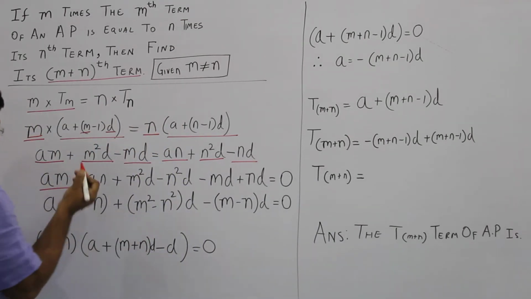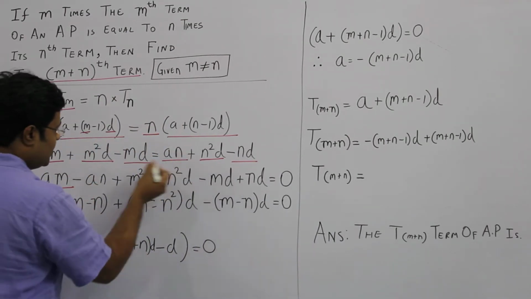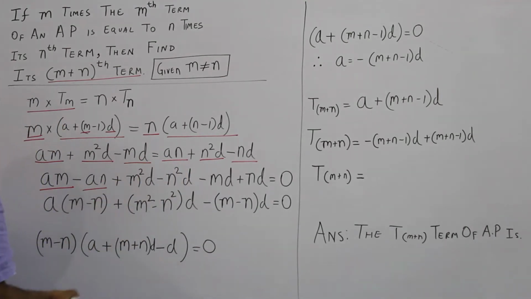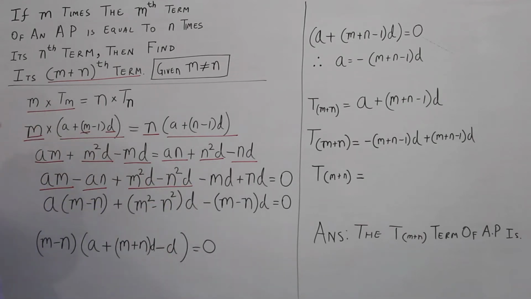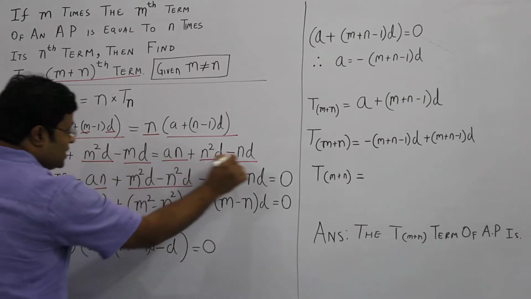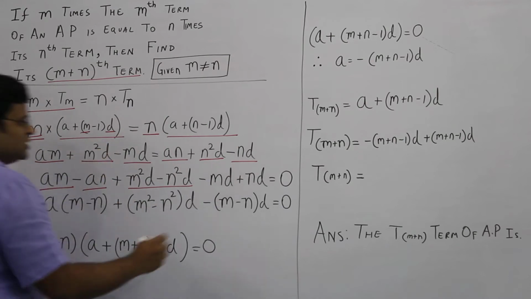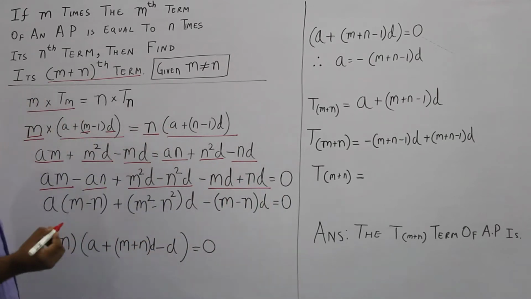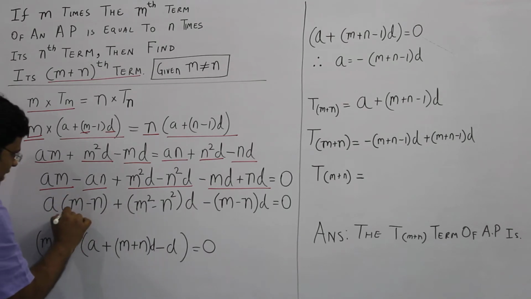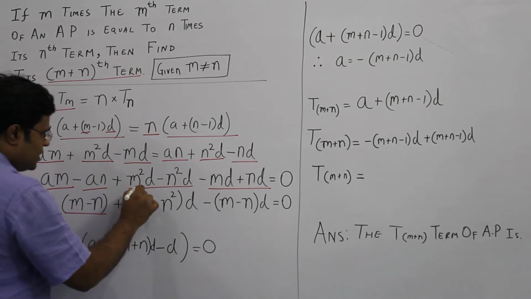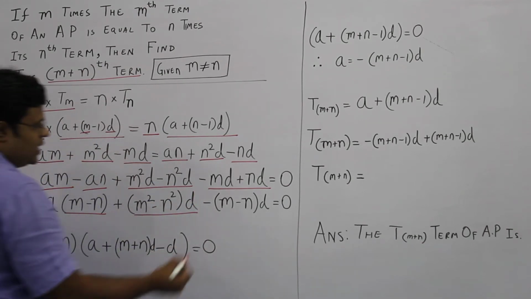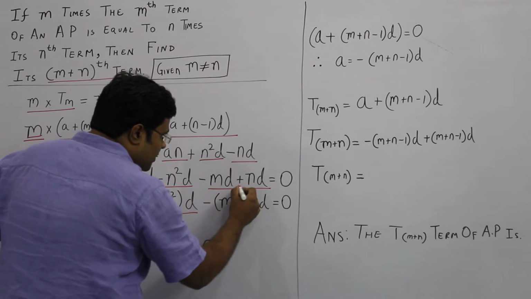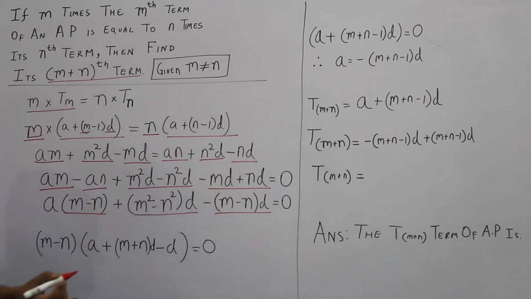So we have am, and from here we had an, so we put am minus an. Then m square d and n square d, m square d minus n square d, this makes one group. And minus md, this minus nd comes to this side and becomes plus nd. Now a is common, we have a(m minus n). Here we have d common, it's m square minus n square, and here again we have taken a minus common and d common this side, it is m minus n.